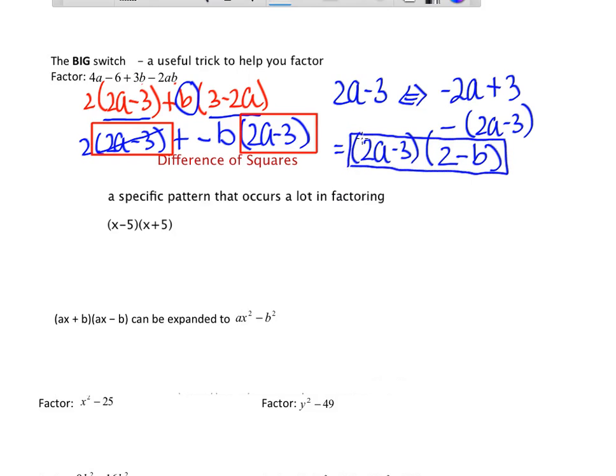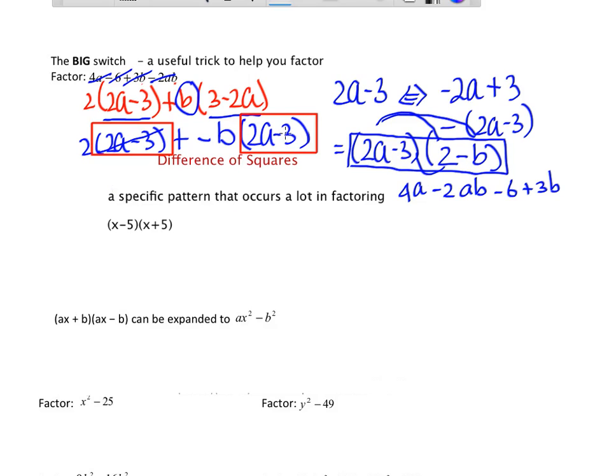And if you FOIL this out, you will get the expression back. For example, 2a times 2 is 4a. 2a times a negative b is minus 2ab, minus 6. And a negative times a negative is plus 3b. So do we have that? So there's the 3b. There's the negative 6, negative 2ab, and 4a. So it worked, okay? Alright.